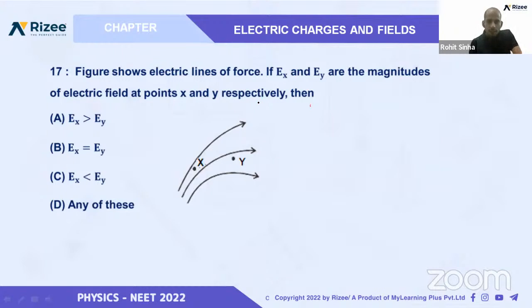It is telling that when we are looking at the electric field, we know the electric field is represented by the density of field lines. To find the density of field lines, we draw an equal area along both sides. You will see that in the same equal area, a denser field is observed here with respect to this point. So we will say that EY is greater than EX. Answer A will be correct.